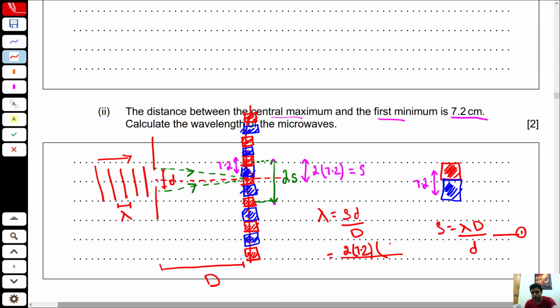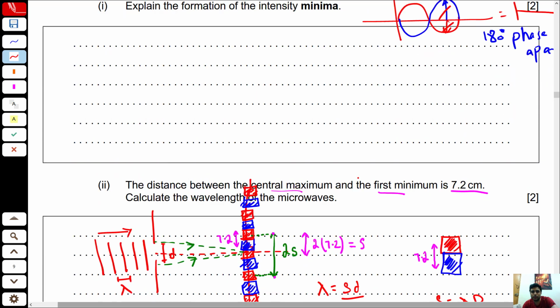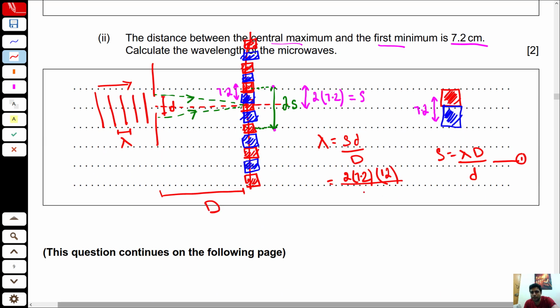It's 12, still in centimeter, so this is 12 centimeter, 7.2 centimeter. So keep everything in centimeter. Your final result will also be in centimeter. How much is this capital D? Distance between the screen and the slit is 54 centimeter. So you can see everything is in centimeter already. So whatever answer we get here will also be in centimeter. So no need to convert everything into meter.